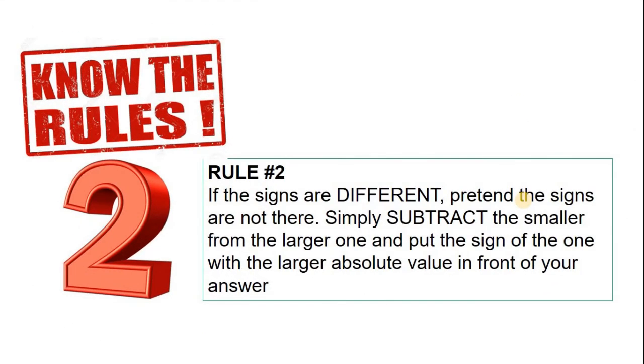Balikan natin para mas maintindihan natin, baka mabilis ako masyado. Okay, so if the signs are different, pretend the signs are not there. Okay, so remember those words. Pretend the signs are not there. Simply subtract the smaller number. So, subtract natin yung maliit na number dun sa mas malaking number. And then, put the sign of the one with the larger absolute value in front of your answer. And then, kukunin natin ano yung sign ng malaking number. When I say malaking sign, this is the absolute value or the positive value of that number.